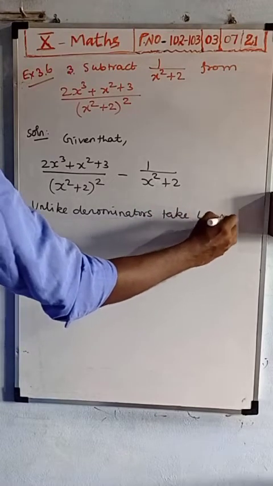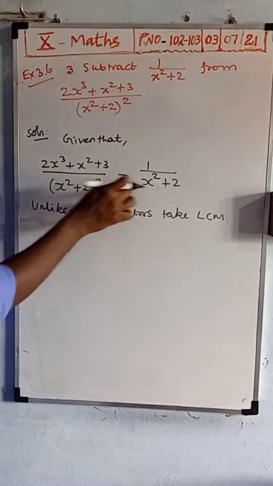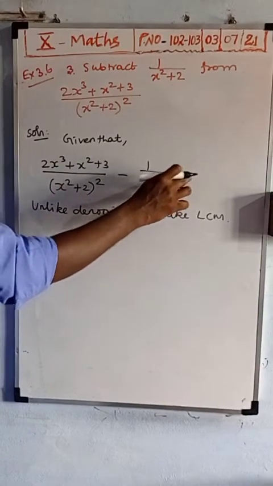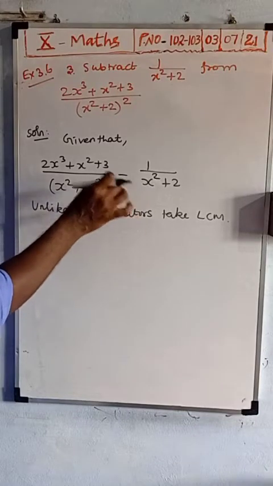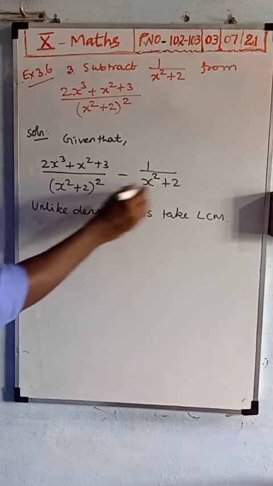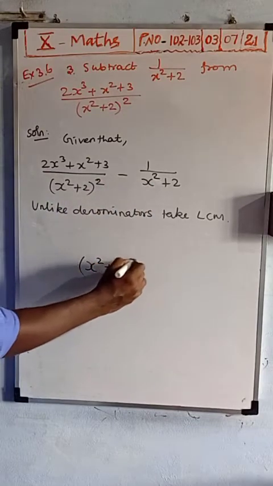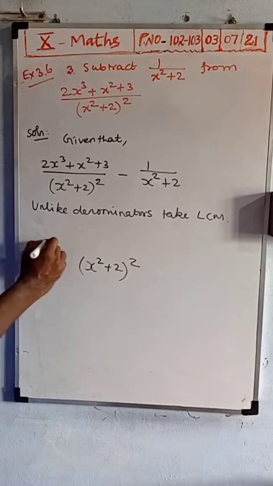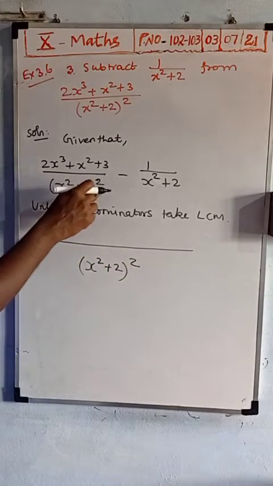Take LCM. You see x square plus 2 the whole square, and x square plus 2 power 1. I have already explained that for any variable, the highest power is called the LCM. So x square plus 2 the whole square is the LCM. Already here x square plus 2 the whole square only is there.